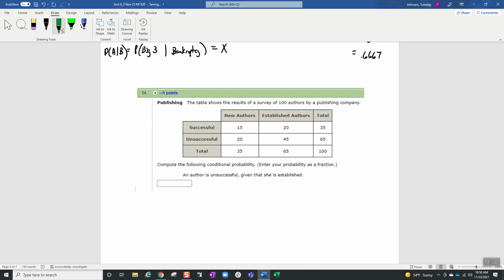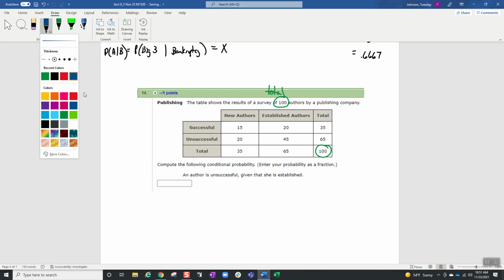Let's look at number 14. The table shows the results of a survey of 100 authors of a publishing company. All right, so the 100 authors is our total. But we may never use that total. Just because it's the total doesn't mean it's going to be used. Here we go. Let's use blue.